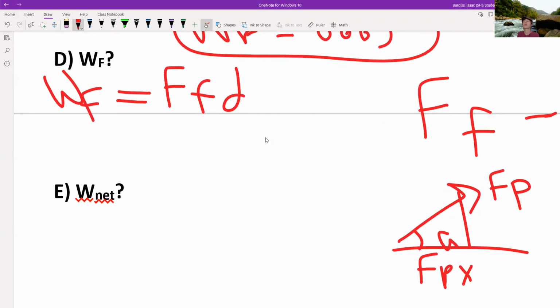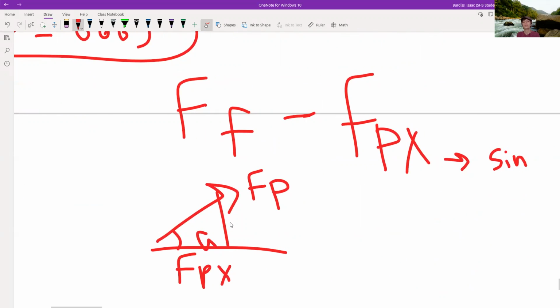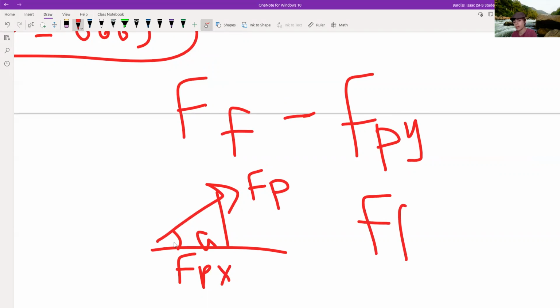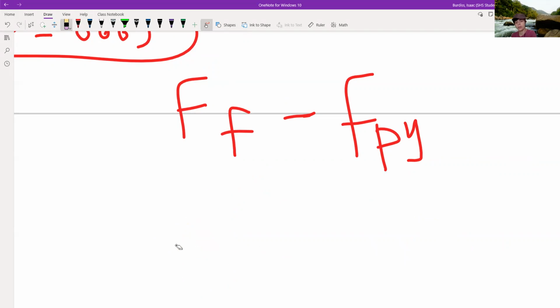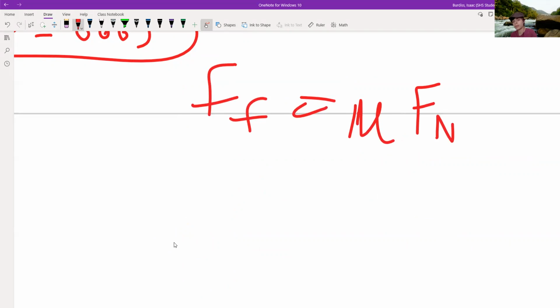Okay, let me start over. You would use sine because, okay, I got this backwards, sorry. You have to subtract it from the FPY, and that's because the friction force is mu, and let me just erase this off. So the friction force is mu Fn.